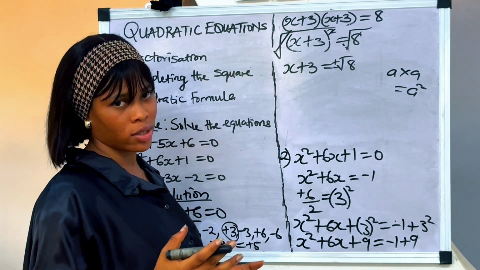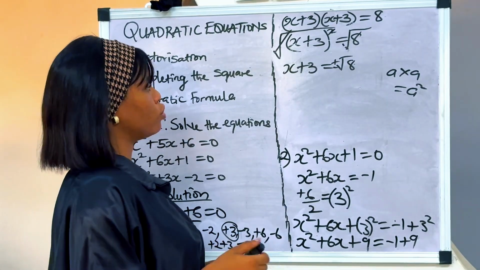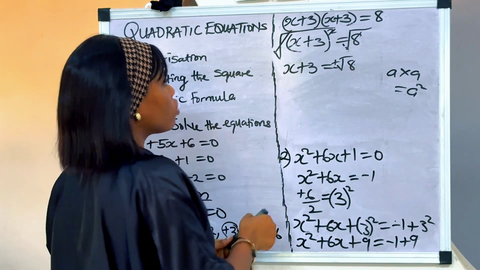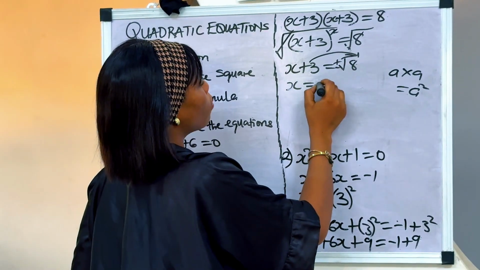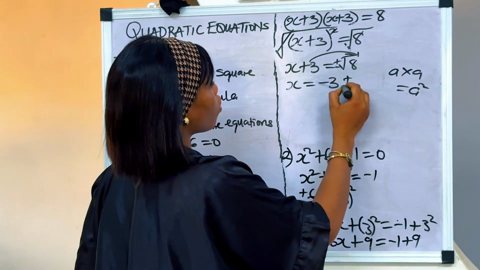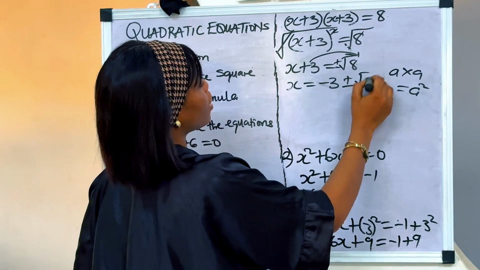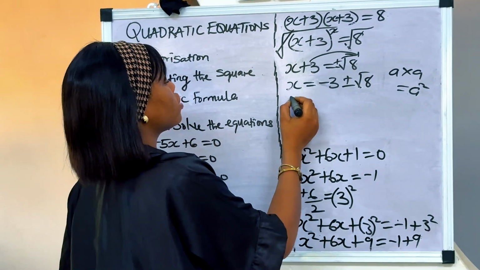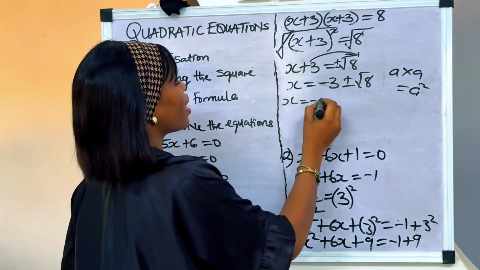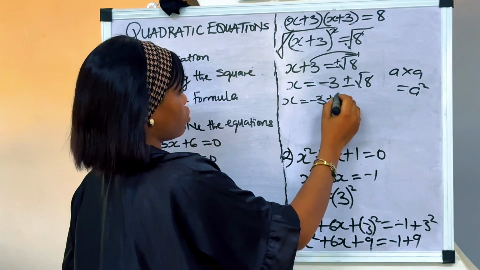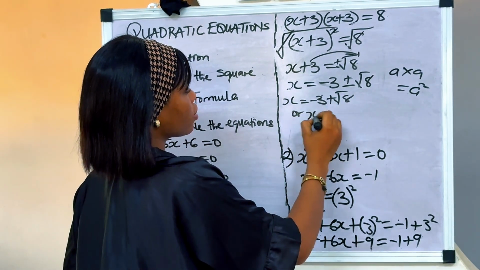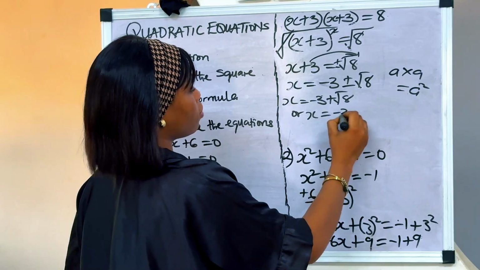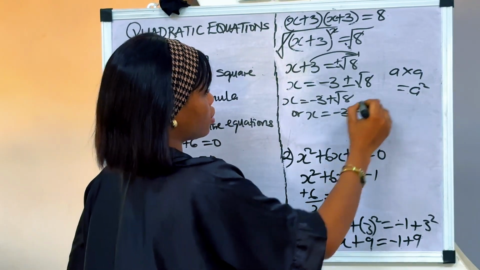Now we're looking for x. So we carry plus 3 over to the other side, and we have x equals minus 3 plus or minus root 8. And so this gives us x equals minus 3 plus root 8, or x equals minus 3 minus root 8.